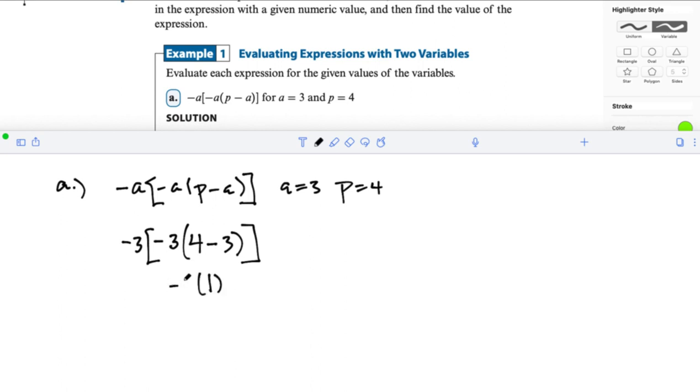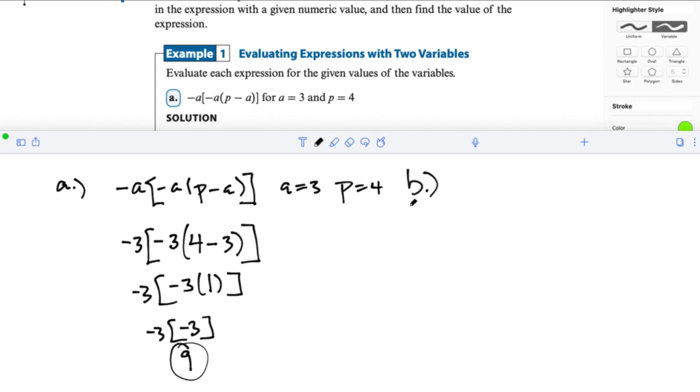And watch how I just write everything back down to give myself a little bit of perspective. I just changed one thing. Now I'm going to deal with what's inside of the brackets. The brackets are kind of like parentheses too. So negative 3 times 1 needs to be done before I deal with this guy. Negative 3 times 1 is negative 3, and that's what's here in the bracket, and I'm done. And finally, negative 3 times negative 3 is 9, positive 9, and that's the answer.